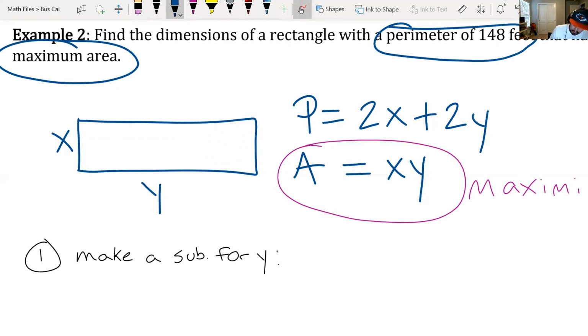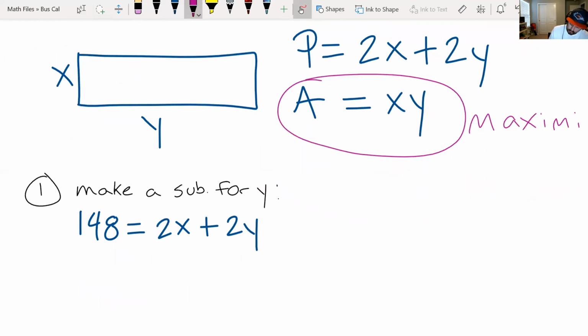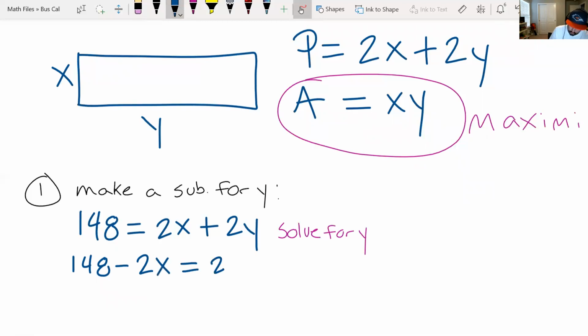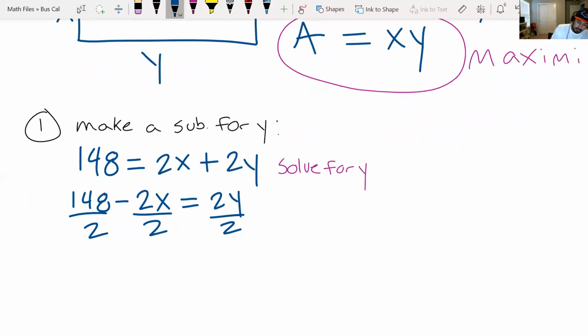So this means that we take 148 and set it equal to the perimeter formula. And once again, we will solve for y, which means take 2x and subtract it to the left. 148 minus 2x equals 2y. Then divide by 2, and you get 74 minus x equals y. There it is.